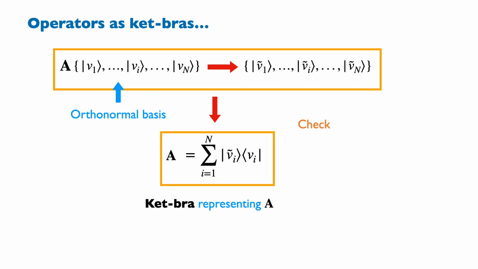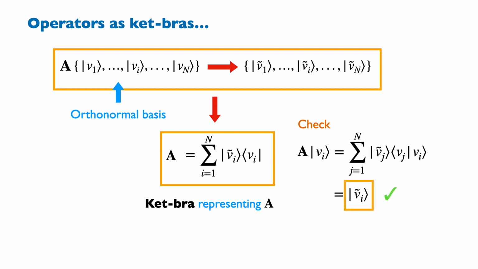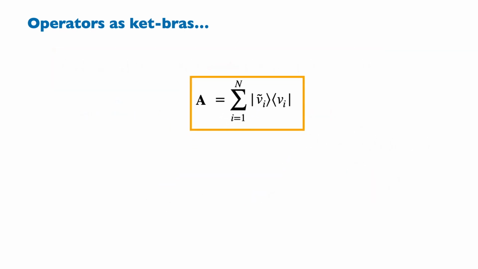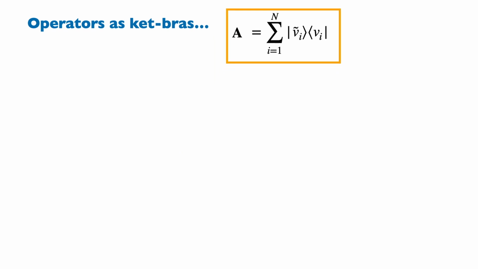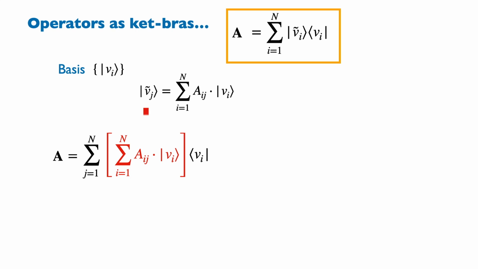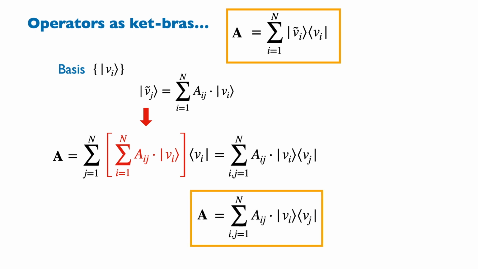One can easily check that this representation gives the correct rules for mapping the basis elements Vi. Furthermore, since the vectors Vi form a basis, they could be used to express the target vectors v tildes. The complex numbers Aij are the components of vector Vj tilde in this basis. We can then substitute this into the Ket-bra representation of A. This will give us operator A completely in terms of the basis elements Vi.